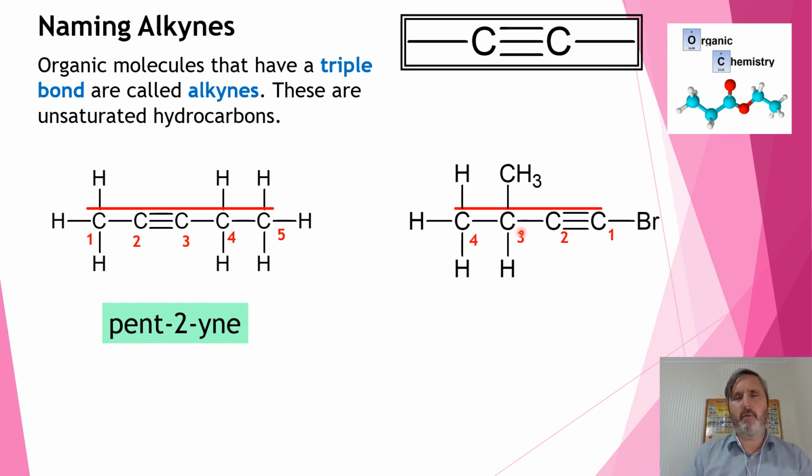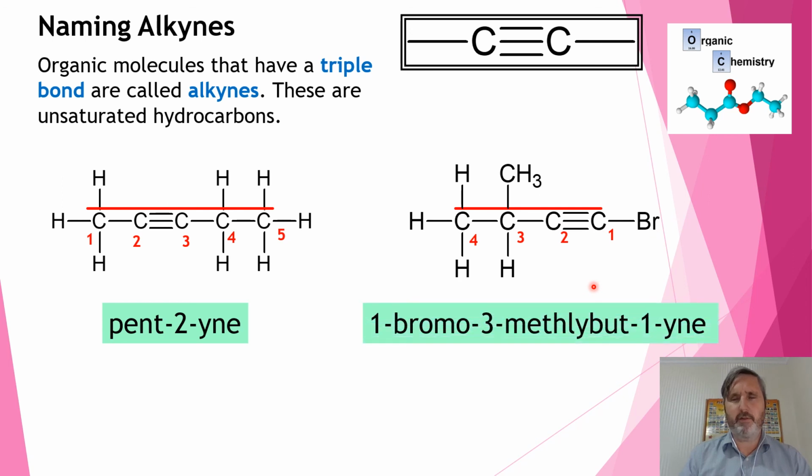Let's have a look at another one. So this one here, notice that because the triple bond is on the right, we start numbering from the right here to give it the smallest possible number. I also have this methyl group sitting here, so this is now going to be 3-methyl. Oh, I've got a bromine there as well. You know what? I think I forgot that one. Can you see what the name for this would be? This one would actually be 1-bromo-3-methylbut-1-yne. I'll see if I can cover up that mistake once I've uploaded the video.